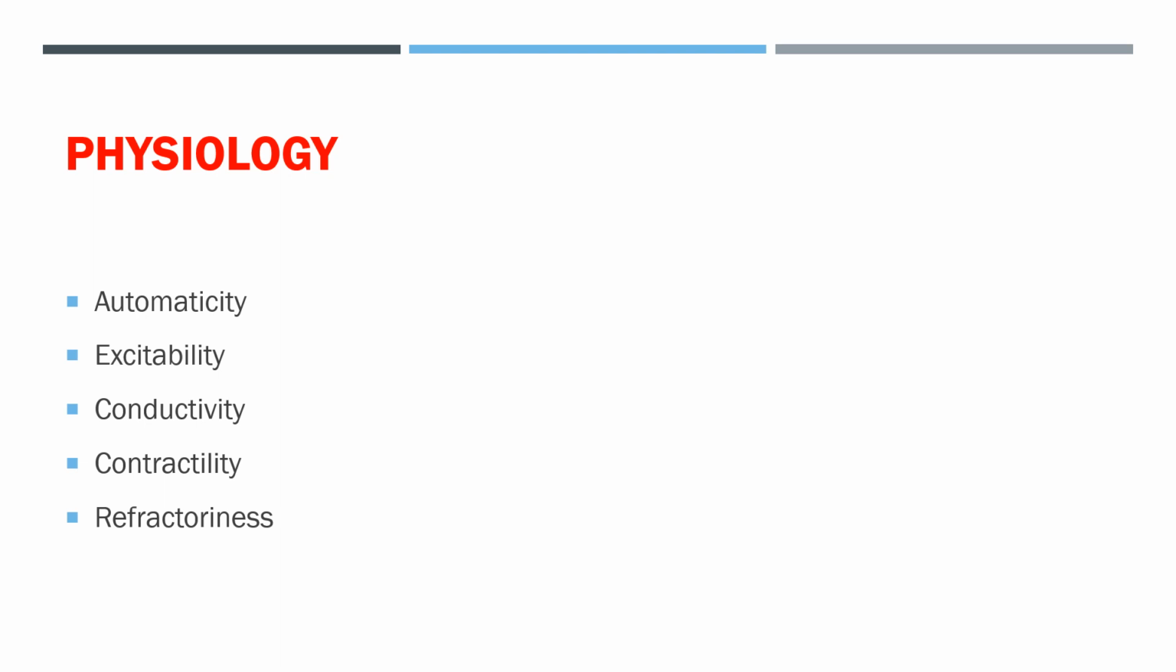The second characteristic is excitability, the ability to respond to an electrical impulse. If an impulse is given to a cardiac cell, the cell should get excited, or there should be an action potential difference inside it. That is known as excitability. The third characteristic is conductivity. If the impulse is conducted from one cell to another cell, that is known as conductivity or dromotropism.